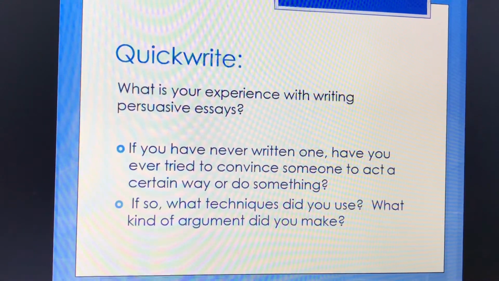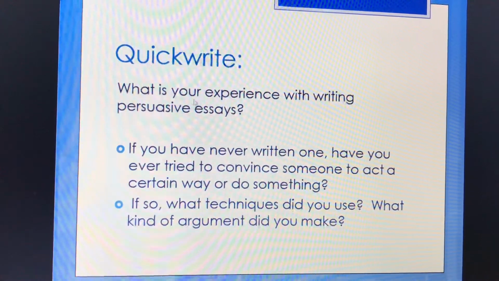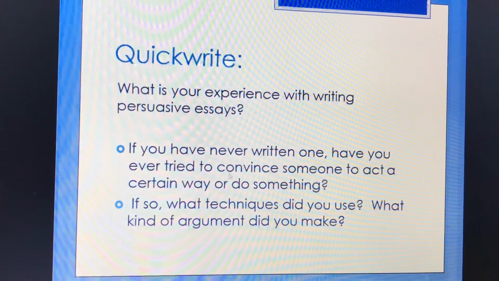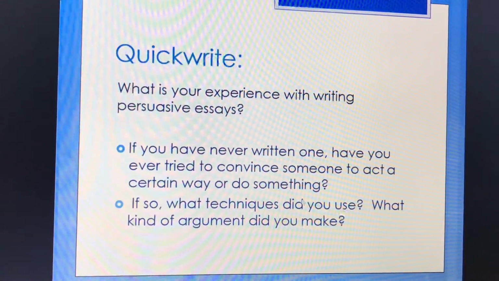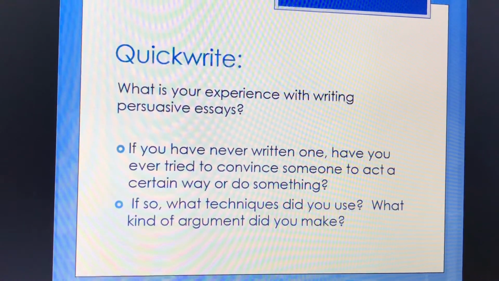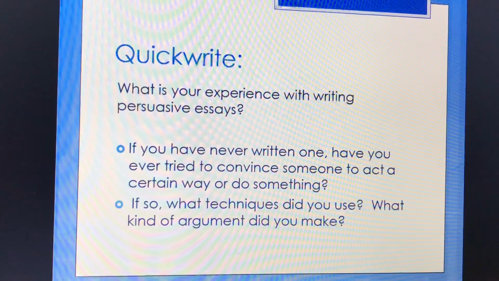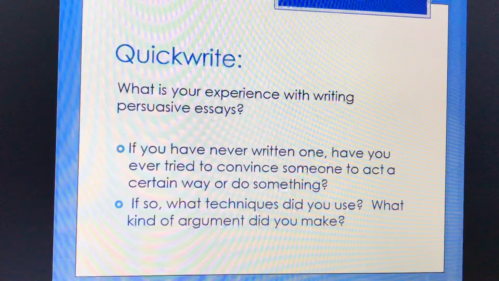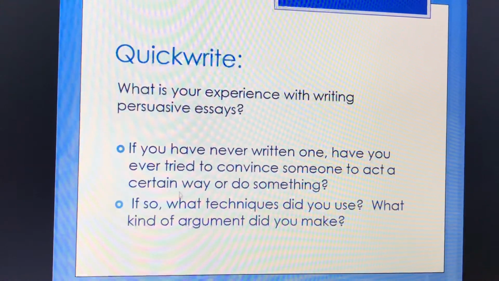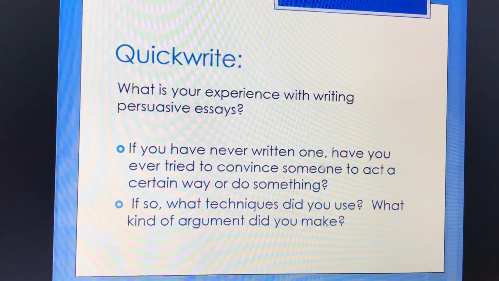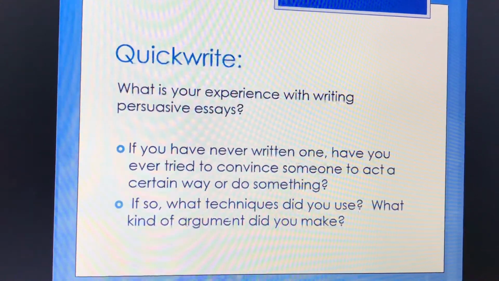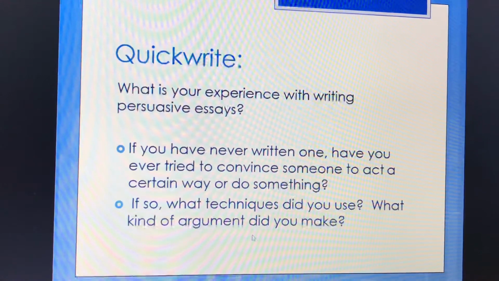So what's your experience with writing opinion writing or persuasive writing or essay? If you have never written one, have you ever tried to convince someone to act a certain way or do something? Of course, because we are humans and sometimes we want others to be on our side, to support us, to take the same opinion as us. If so, what techniques did you use? What kind of argument did you make?